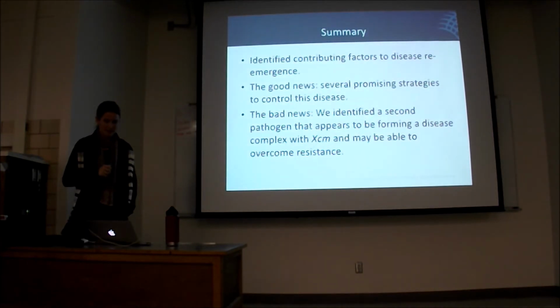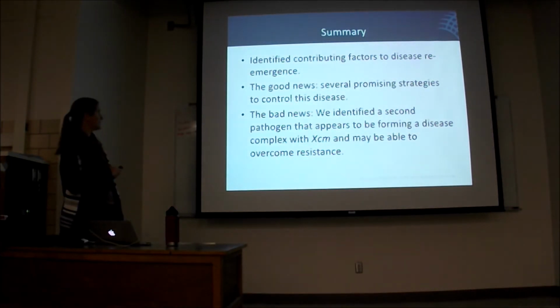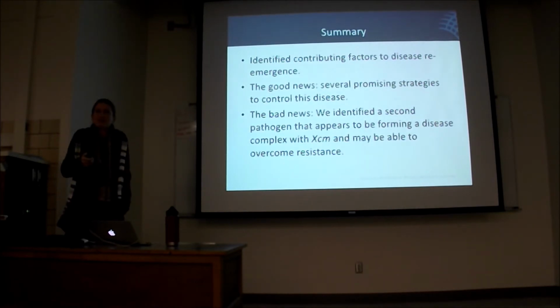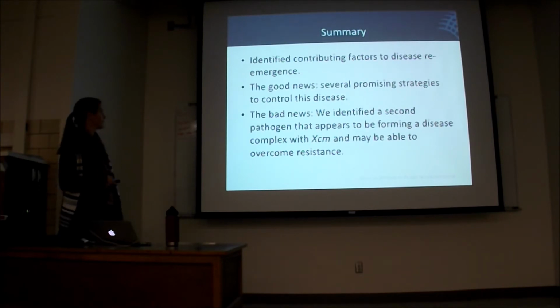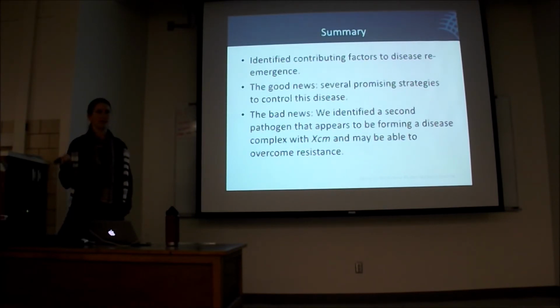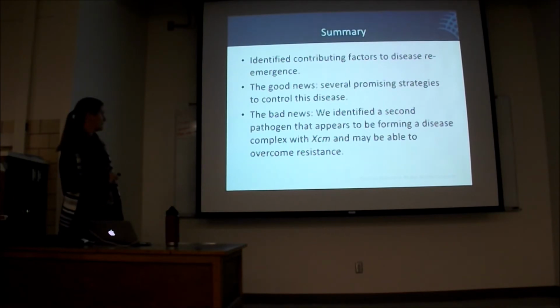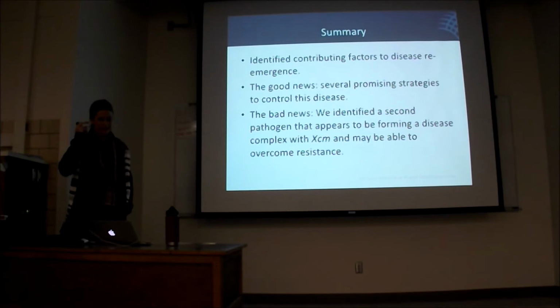So to summarize that, we have identified the contributing factors to disease reemergence. We got to do some fun genomics and molecular biology, even though at the end of the day, the story was a little bit less exciting. So the good news here was that we identified several promising strategies to control the disease. I can also say that the companies are now paying my collaborator, Terry Wheeler, in Texas to screen their varieties again, so that's good.